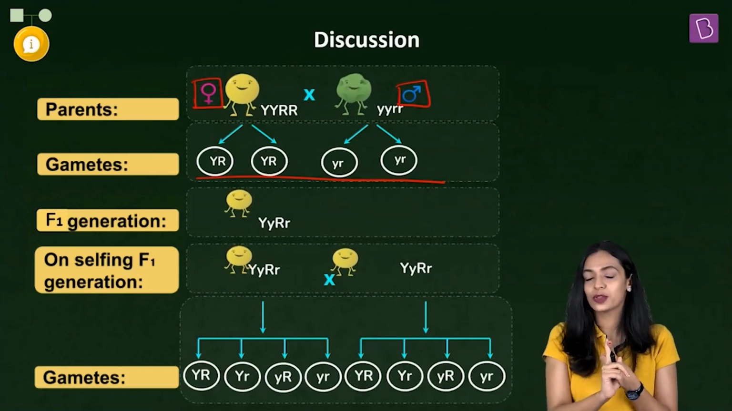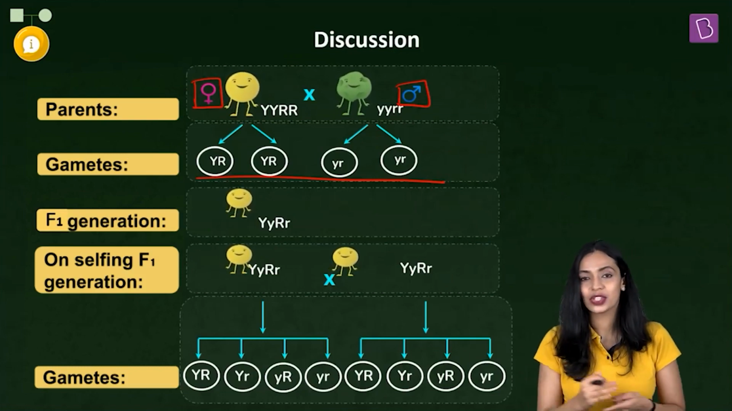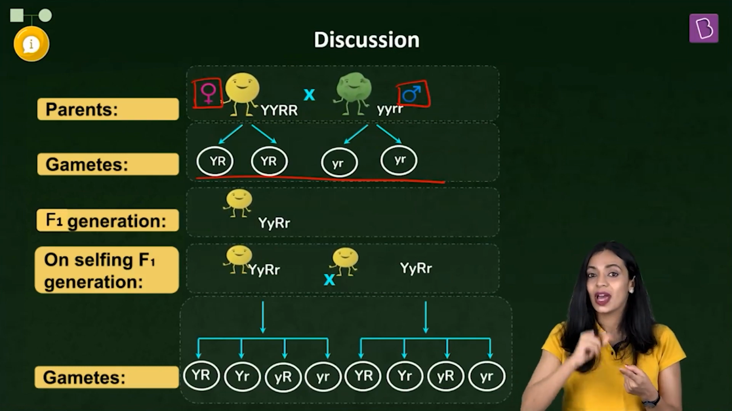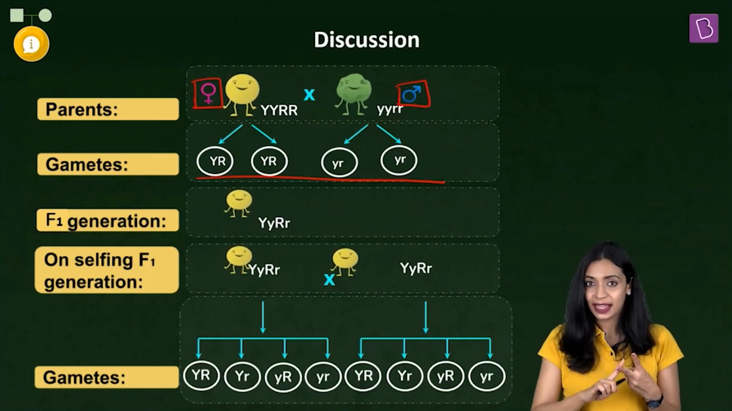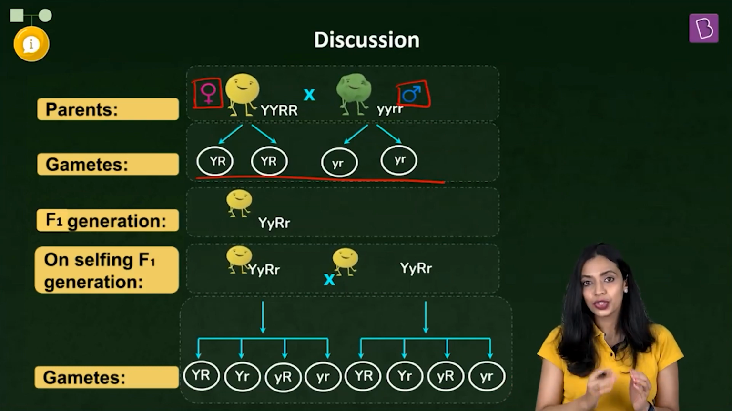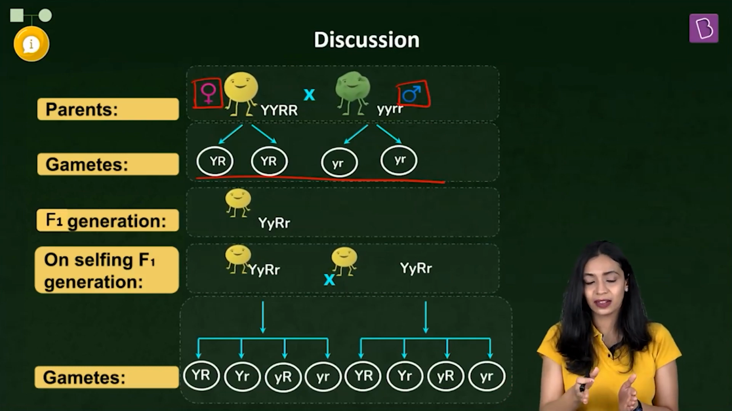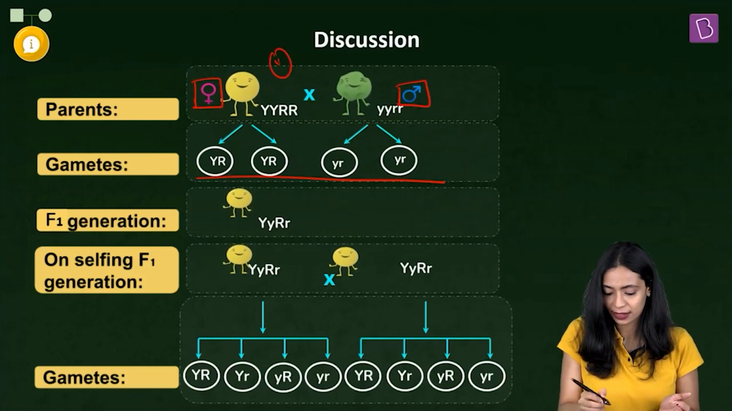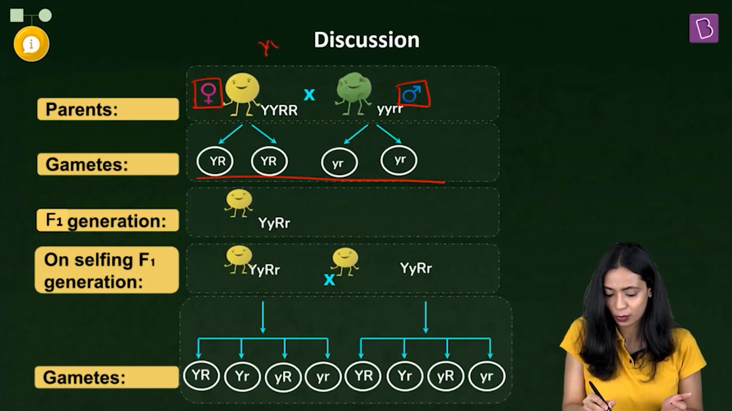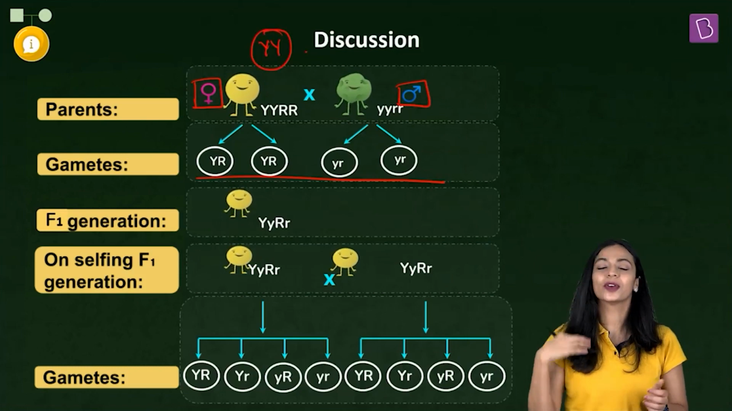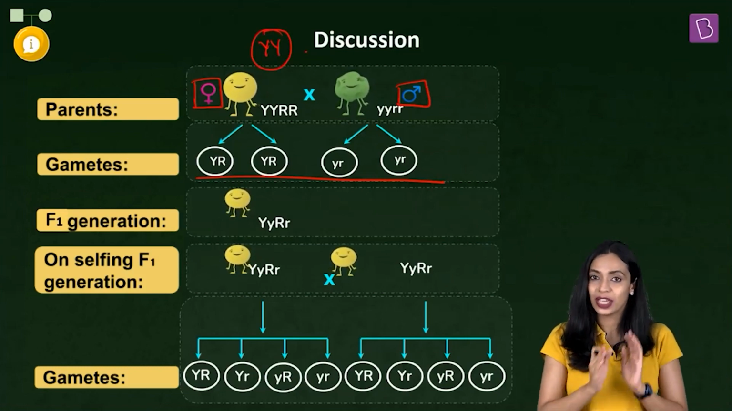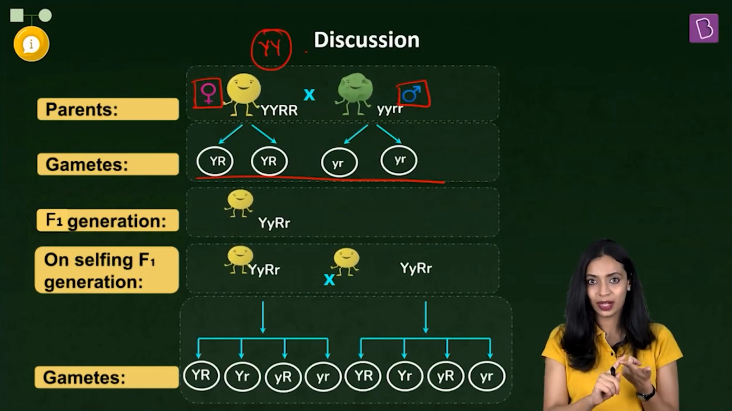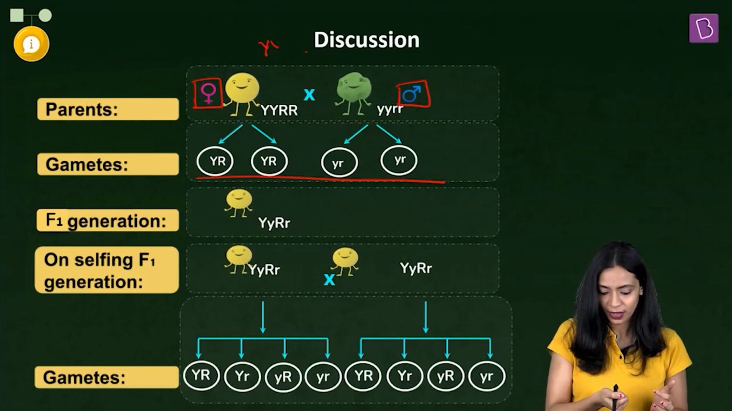So the first thing that you must remember while you're writing gametes for any kind of question is that the gametes should have half the number of letters that is there in the genotype. Secondly, in the gametes, you should have alleles for both the characters. You can't have a gamete that is represented like Y and Y. That's because every gamete will receive one allele for every character. So there should be one Y and there should be one R in this particular case.